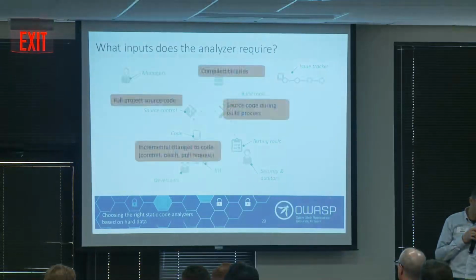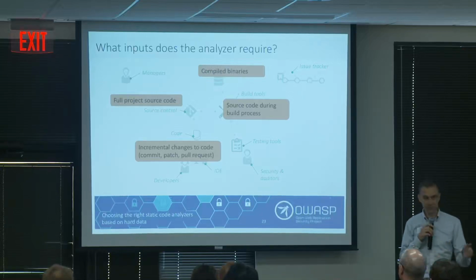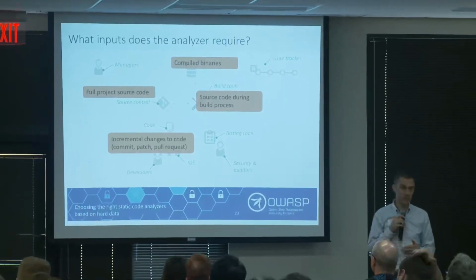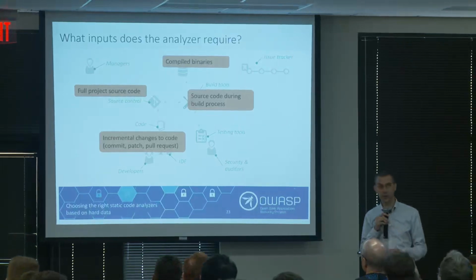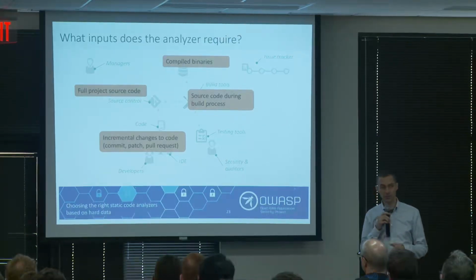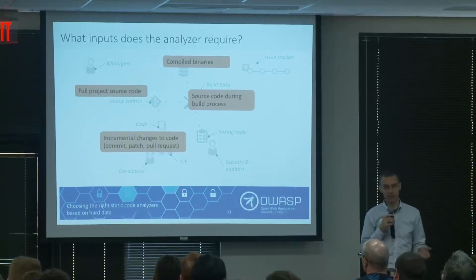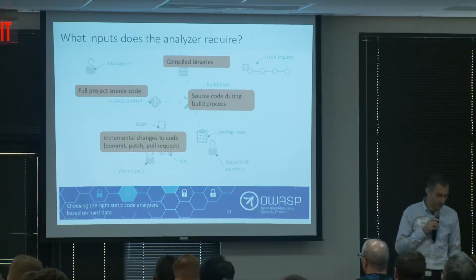What inputs does it require? So different analyzers require different inputs, and so that's going to be related to the deployment location. And maybe you want to run static analysis on third-party libraries that you've acquired that you don't have access to the source. So if the analyzer requires source code, you're not going to be able to use that analyzer, right? So you need to be looking at the types of analyzers and the inputs that you can provide that analyzer in order to make it all work.